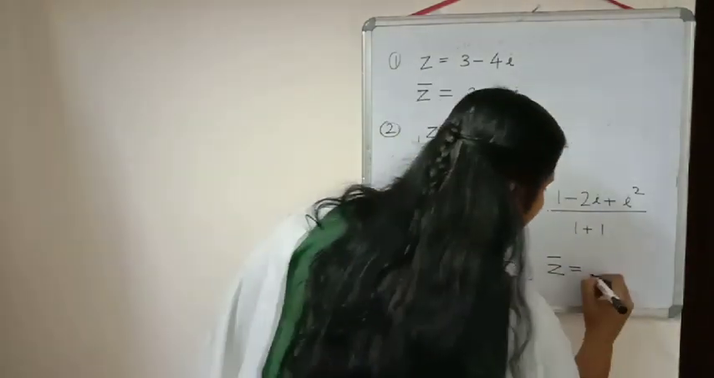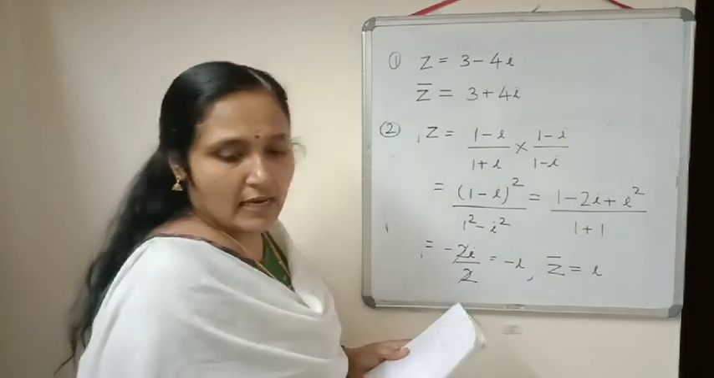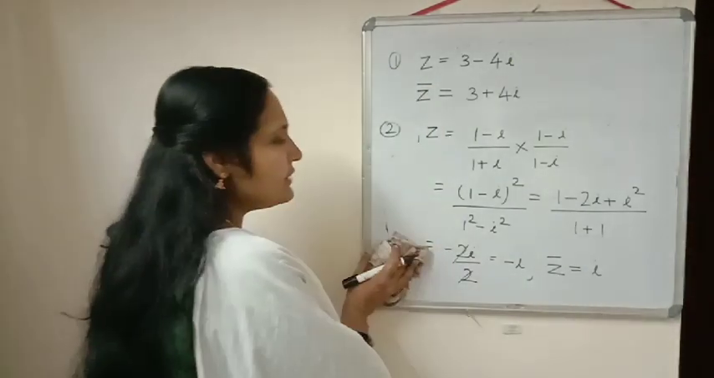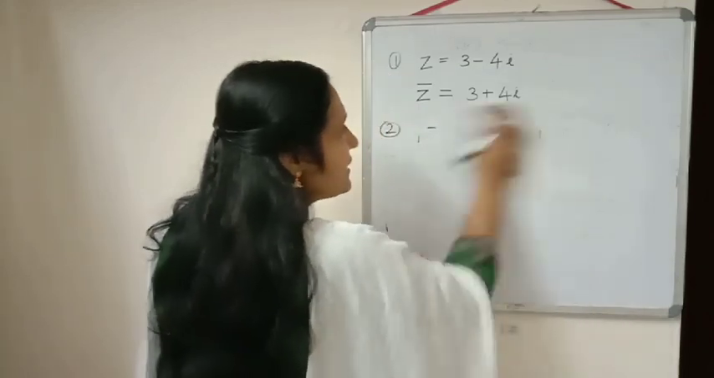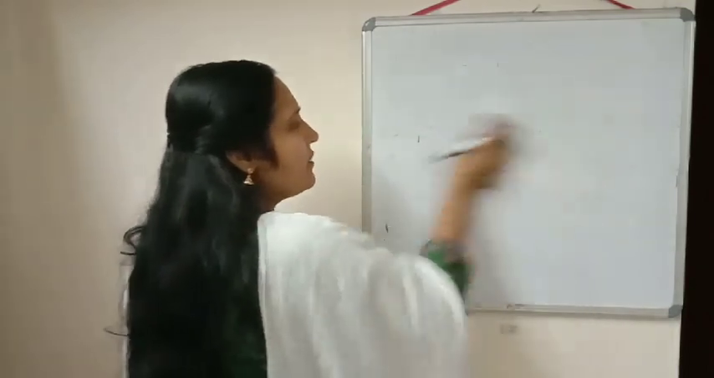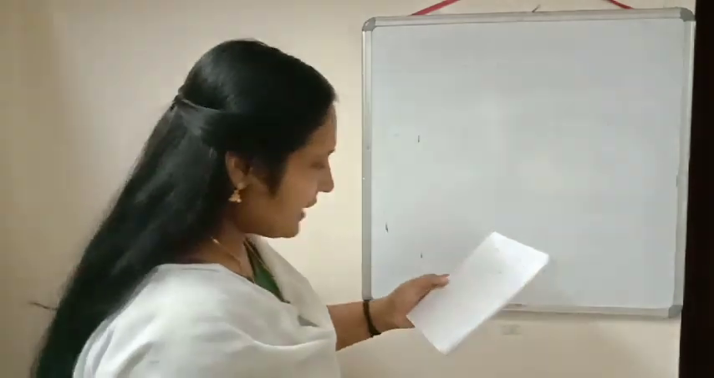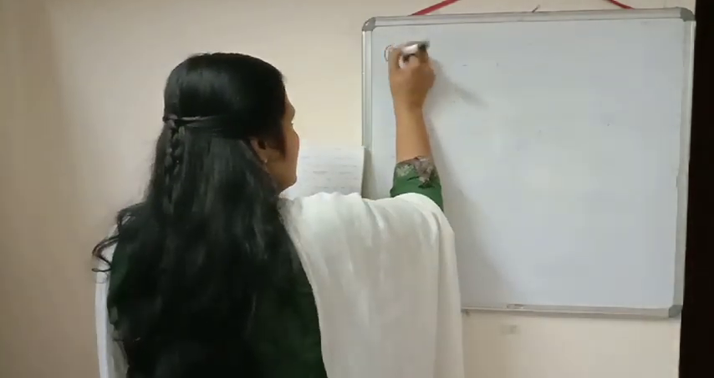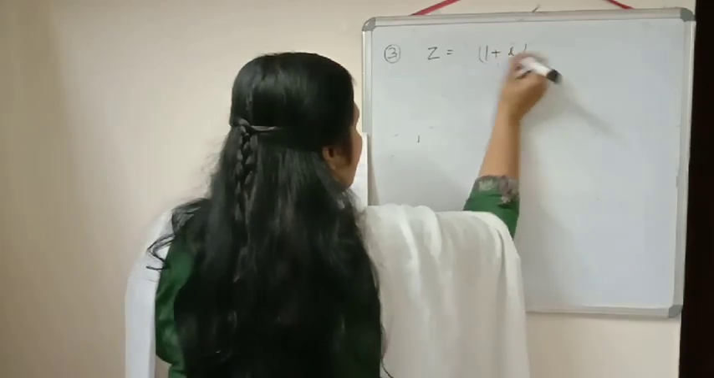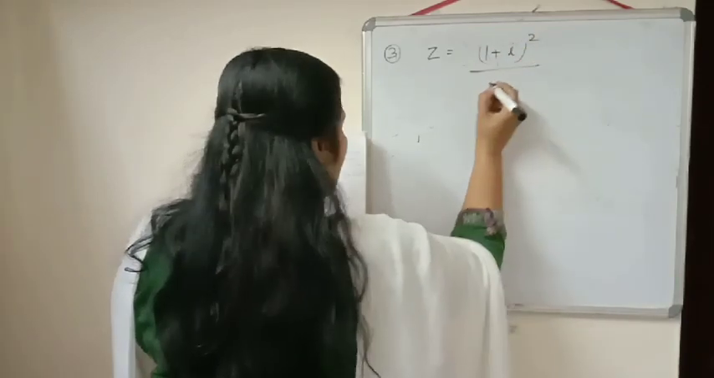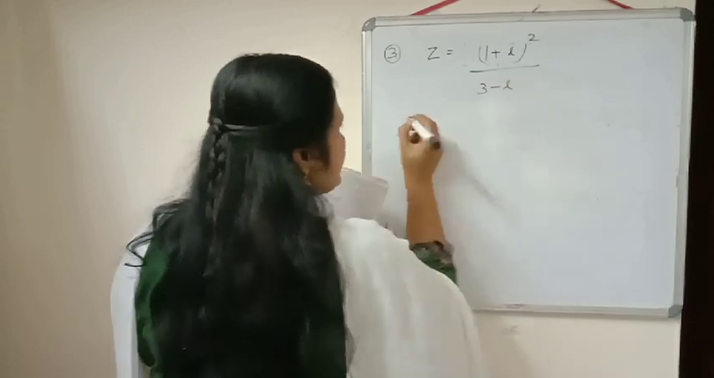So z bar will be equal to plus i. So all of you, before converting into complex conjugate, the number should be written in the standard form of a complex number. Now write the third question. The third question is z is equal to (1 plus i) the whole square by (3 minus i).